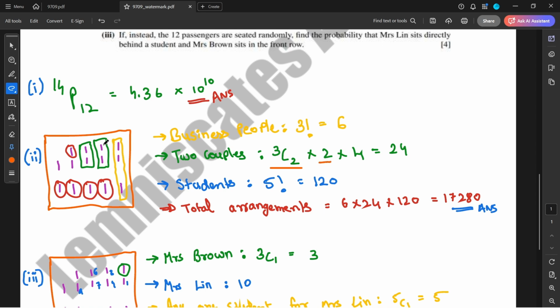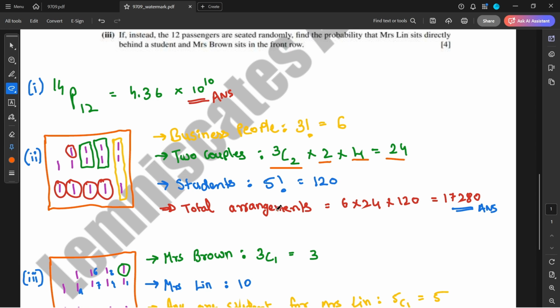Now each couple can arrange amongst themselves. Let's say, for example, Mr. is sitting over here and Mrs. is sitting over here. It could be otherwise as well. And the same can happen over here. So there are two ways to arrange the couple amongst themselves over here and over here. So in total, there are four such ways. That is how I get a total of 24 ways to arrange my couples.